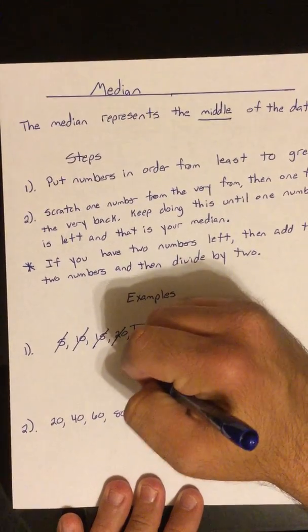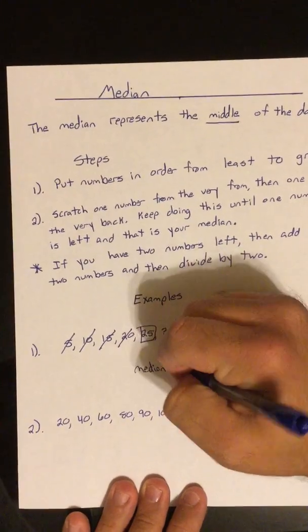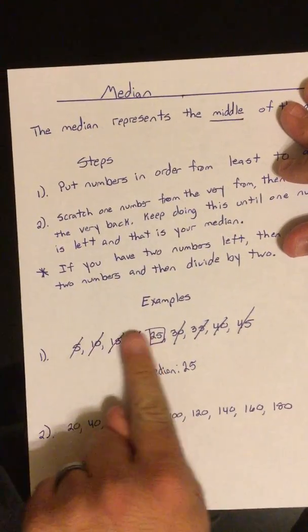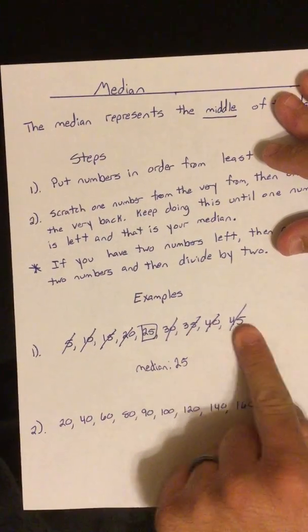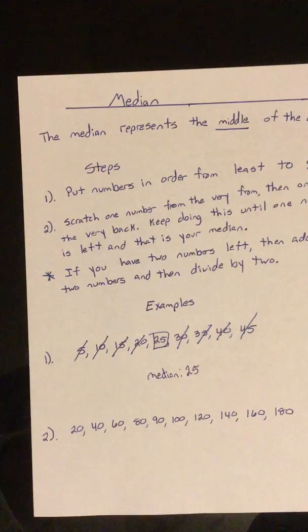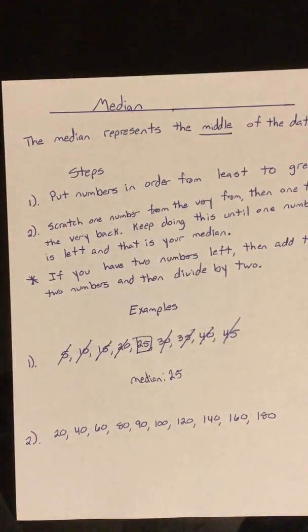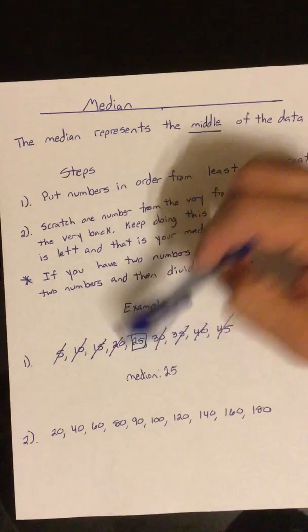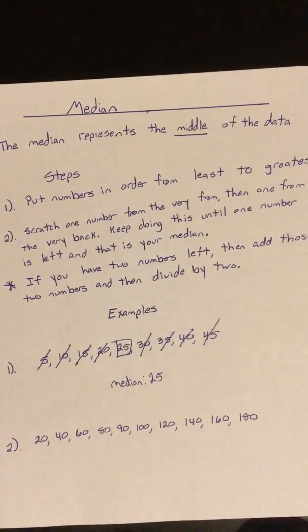So your median is 25. Now notice I have 4 of them scratched off in front of the 25, and there's 4 scratched off behind the 25. So that would be your median. I'm going to keep this simple. If you have an odd amount of numbers, you will have exactly one median number.